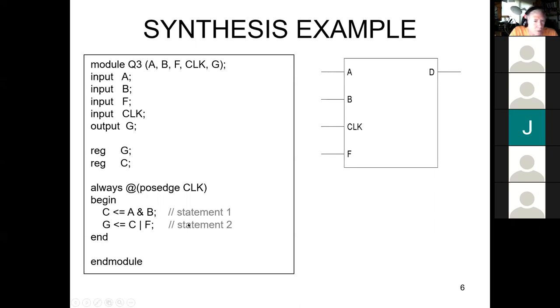I don't see the D. Yeah, what's the deal? There's no D specified there. I think it's supposed to be the G. Yeah, I think it is. You're right, G. And yeah, it's the G. And the C is an internal signal. So what they're intending here is a cascade of two gates, right?